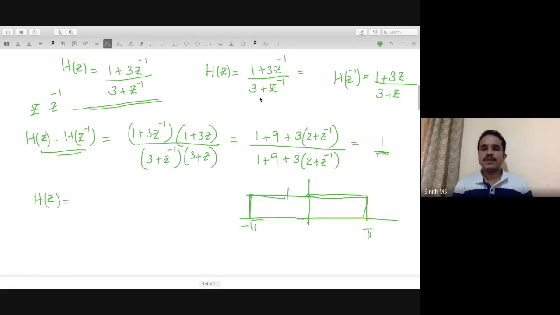What have we noticed here? When I multiplied 1 plus 3z inverse by 3 plus z inverse with the H(z inverse), that is 1 plus 3z by 3 plus z, this became 3 into 3, 9.